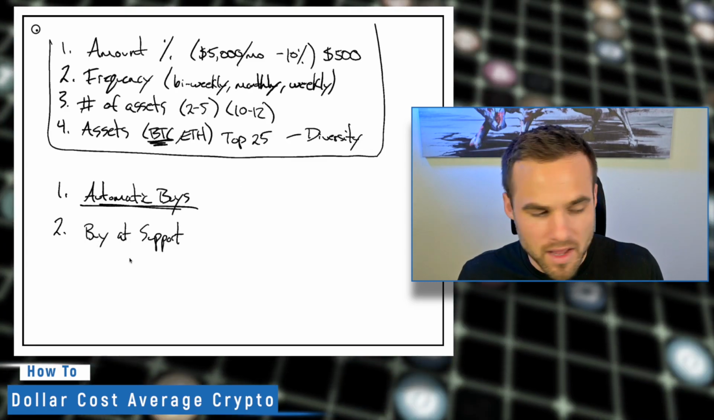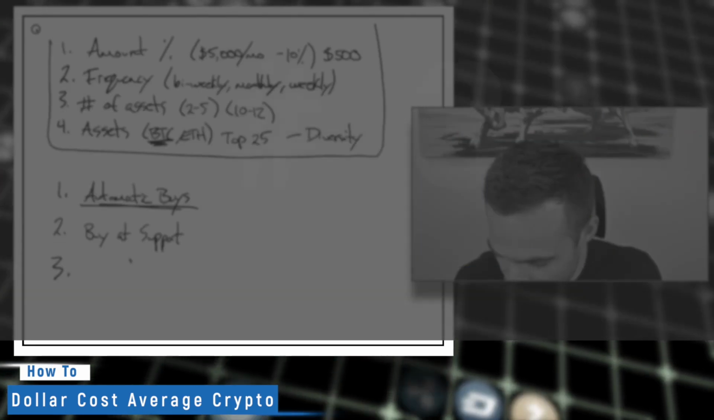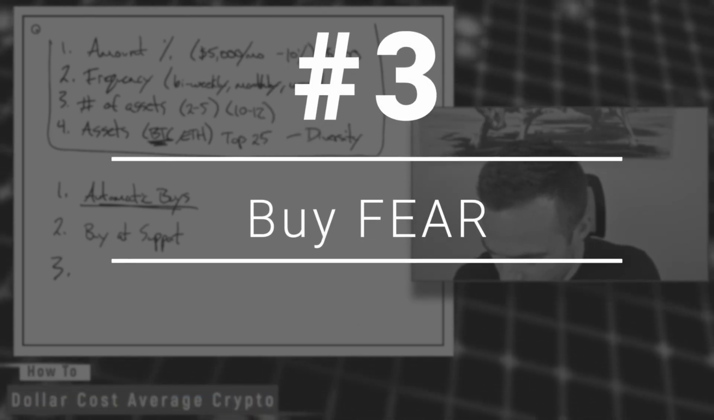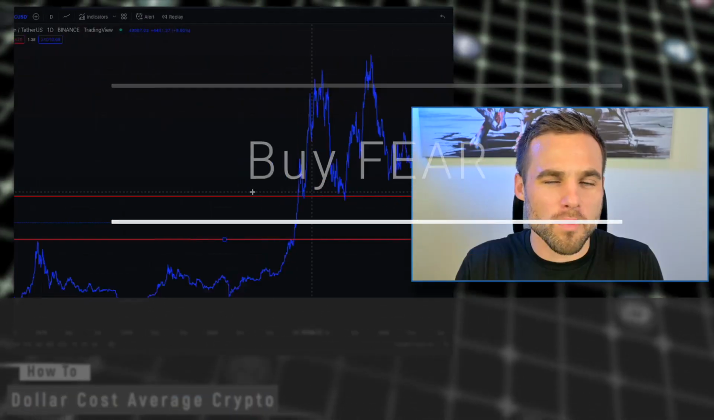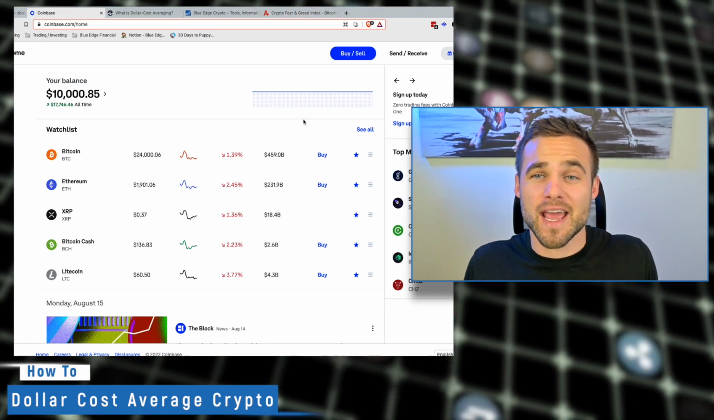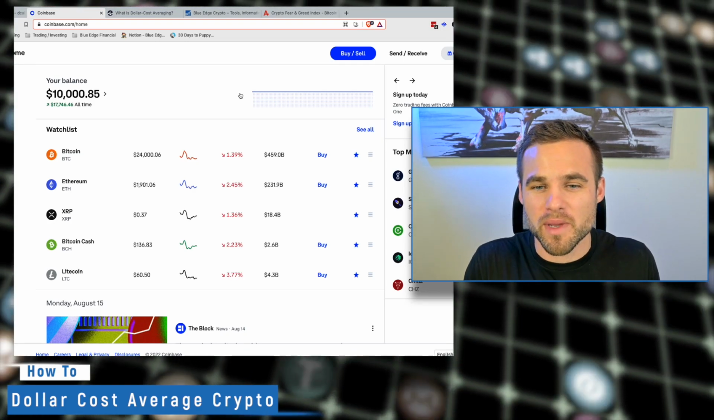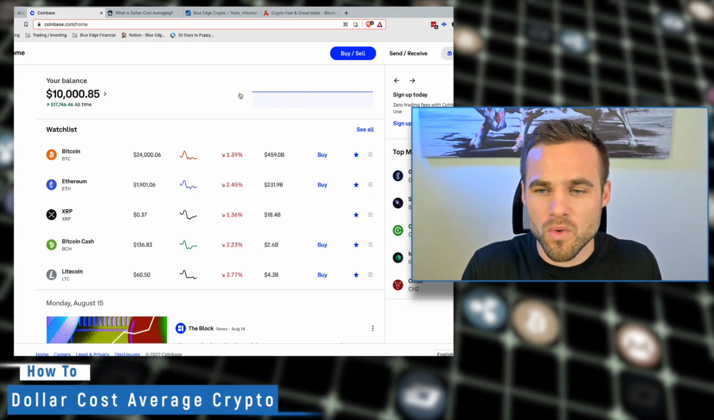Now, the third way, which may be the best way to do this, or one of my favorite ways, is to buy when there's fear in the market. And if you remember Warren Buffett's famous quote, he says to be fearful when others are greedy and be greedy when others are fearful. So be greedy when others are fearful, meaning that when people are fearful, that's when we want to get into the market.